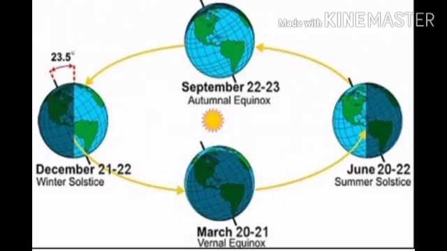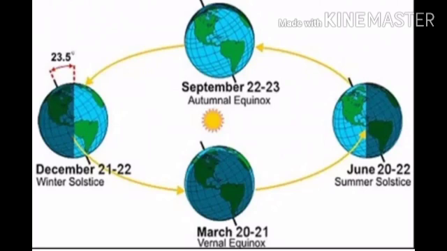After 22nd March, other parallels between the equator and the Tropic of Cancer in the northern hemisphere start receiving perpendicular rays sequentially. Only on 21st June and 22nd December, the sun rays become perpendicular on the Tropic of Cancer and Tropic of Capricorn respectively. These 2 days are called solstice days.